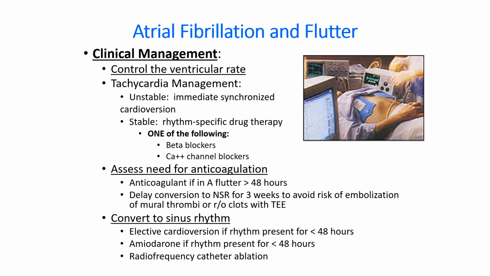If the patient is stable, you have some time, so then you want to consider which type of drug therapy, one of the following, such as a beta blocker or calcium channel blocker. If the patient has been in A-fib or A-flutter or feeling palpitations for over 48 hours, you definitely want to consider anticoagulation if in A-flutter. So delay conversion to normal sinus rhythm for 3 weeks to avoid risk of embolization.